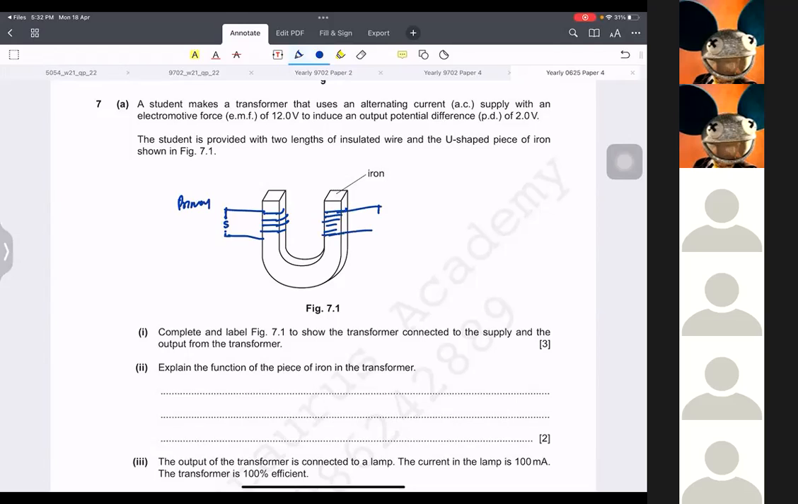Sir, won't we make the secondary coil with a smaller number of turns? It doesn't really matter. Has he said it? Oh yes, yes, you're right. So here you will have more turns because we have greater EMF and we want to reduce it. That's fine. Then it says explain the function of the piece of iron in the transformer.